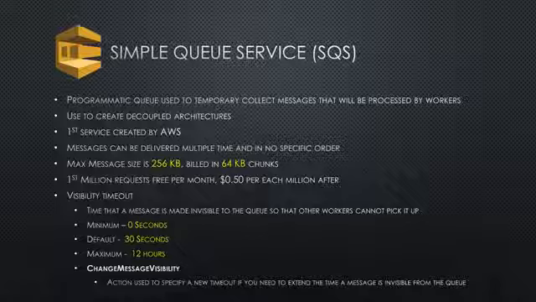Now there's the change message visibility call that you can make as well, an API call. This is the action used to specify a new timeout, if you need to extend the time a message is invisible from the queue. So in our example where record 1 picked up that item, say that it's noticing that it's not going to be done with this record in time. It can use change message visibility to extend the amount of time that it is hidden from the queue. So it's kind of saying, hey, give me an extension on time. I'm still working on this. Don't become available in the queue for other workers to grab.